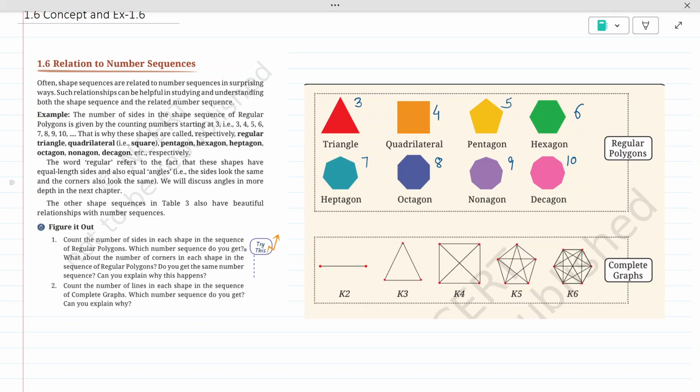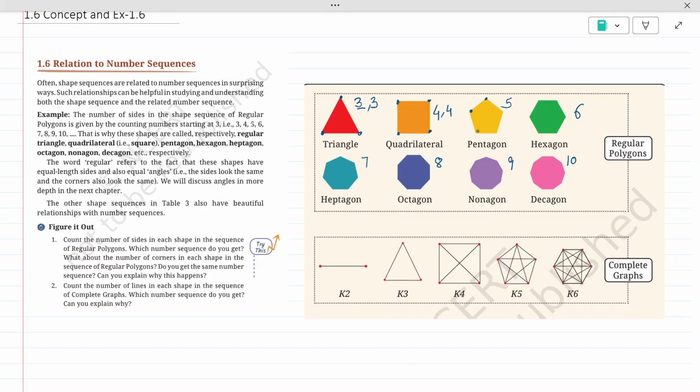Okay. So, these are the number of sides in these regular polygons. Next is, which number sequence do you get? So, it is a counting number sequence starting with 3. Okay. Now, what about the number of corners in each shape in the sequence of regular polygons? So, kids, we can see, we'll start with the triangle. This is 1, 2 and 3. So, the number of corners is also 3 here. This 3 is the sides, and I am writing the number of corners. Here it is 4: 1, 2, 3 and 4. So 4 sides, 4 corners.